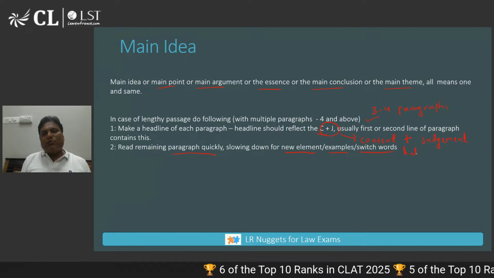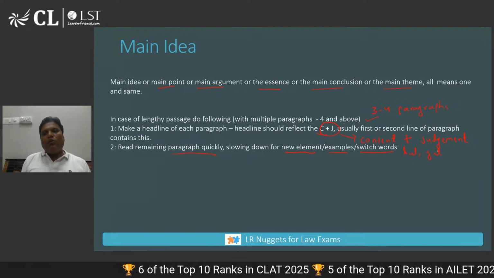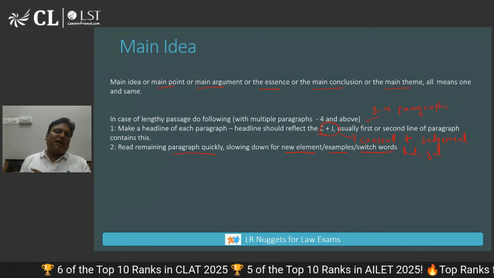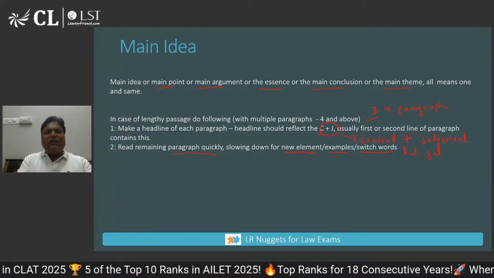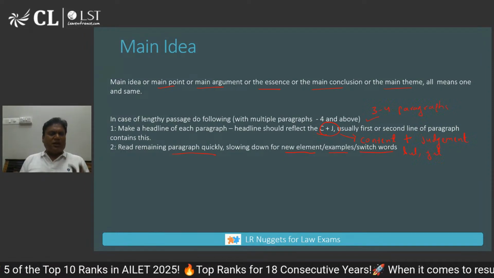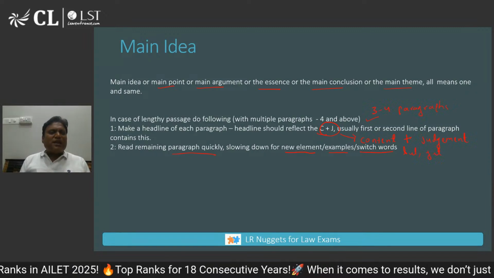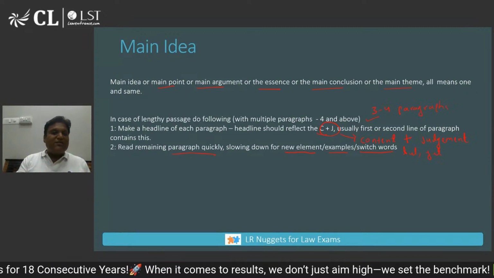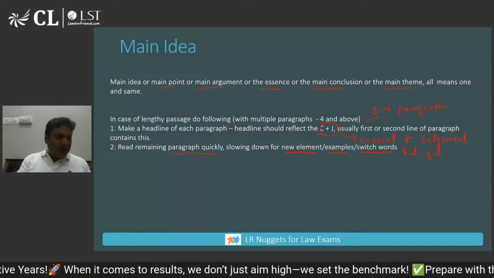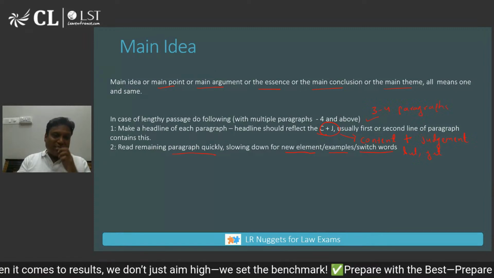Switch words are words like but, yet, although, because. Here the author is taking some other stance, right? New element means suddenly a new content has come across. So slow it down, just try to understand why this new content is written here, and then maybe you can increase your reading speed again. Please remember, reading is about varying your speed.